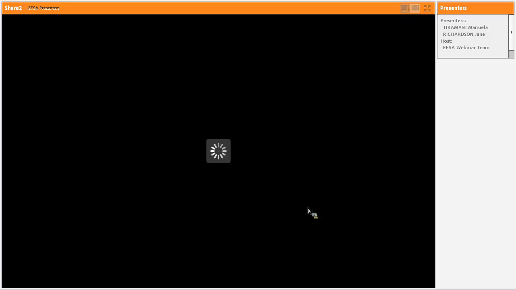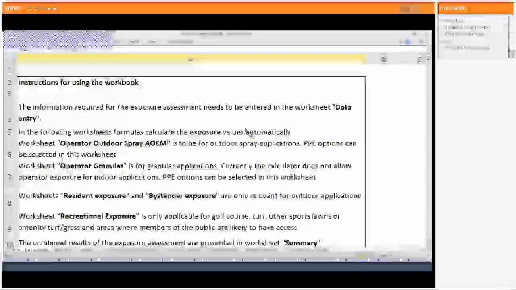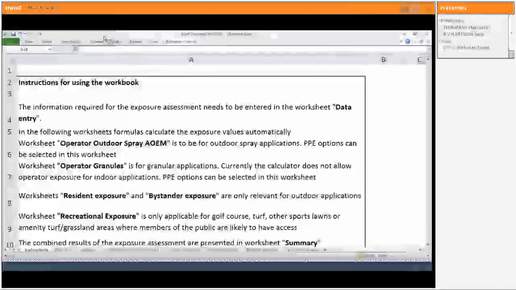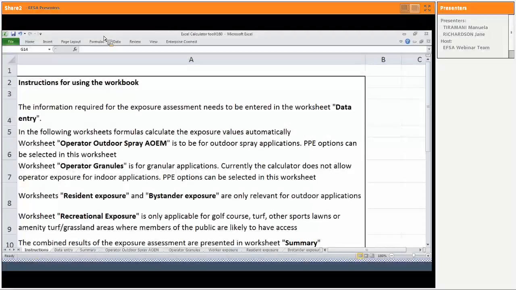Obviously, the calculator was primarily developed to illustrate how to practically perform the exposure assessment described in the guidance document. So this is the key purpose of the calculator, and it's developed in Excel. This is a tool that most people have access to on their office PCs, and therefore we felt this would be an appropriate tool, as it's something everyone's familiar with and has access to the software.